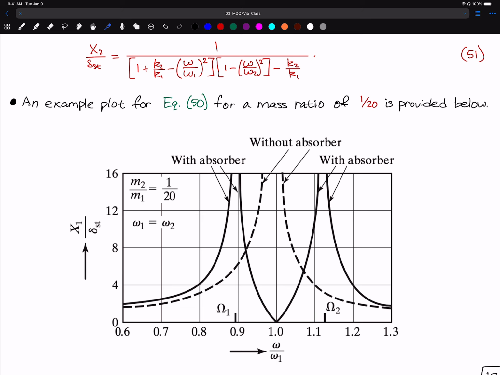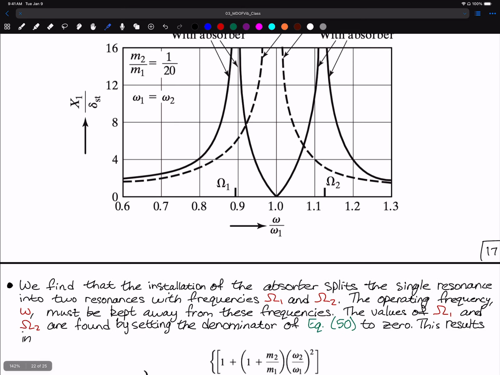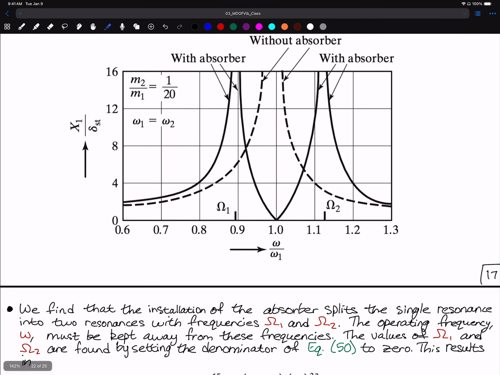And we're able to show that if we're forcing at this frequency, omega over omega 1, that's where our resonance would have been. Instead, now we're going to get a 0 amplitude response. And as long as we don't force anywhere near capital omega 1 or capital omega 2, we won't cause the system to enter into a resonance response. So we find that the installation of the absorber splits the single resonance into two resonances with the frequencies of capital omega 1 and capital omega 2. The operating frequency omega must be kept away from these frequencies.